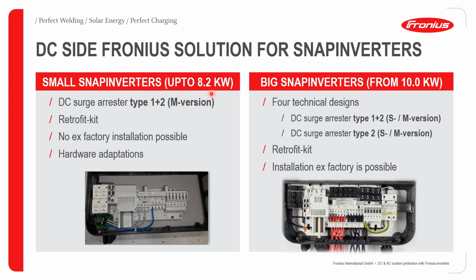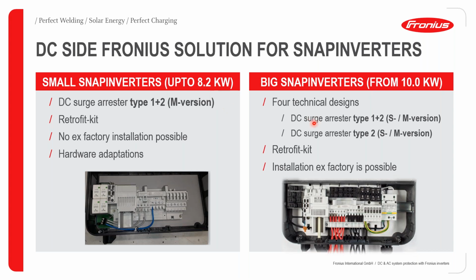For the smaller inverters up to 8.2 kilowatts, we have the DC surge arrestor types 1+2 M version. This means that this is a DC surge protector or arrestor that can be configured or integrated for an inverter with 2 MPPTs. As we know, Fronius inverters have either one or 2 MPPTs. And this is available as a retrofit kit.